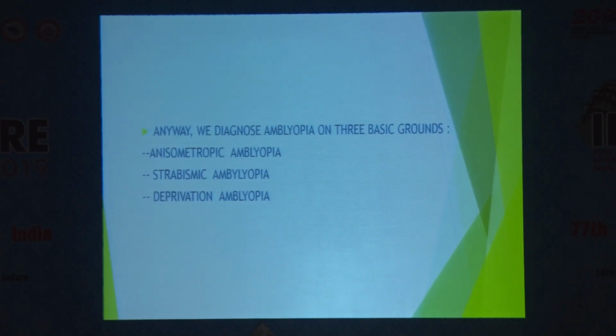Now, anyway, we diagnose amblyopia on three basic grounds. Anisometropic amblyopia, where there is a disparity in the refraction between the two eyes; strabismic amblyopia, where there is a misalignment of the eyes; and deprivation amblyopia, where there is an impediment in the line of vision.